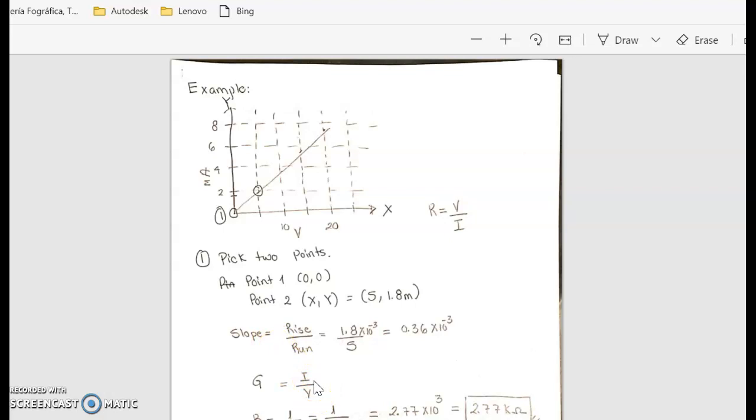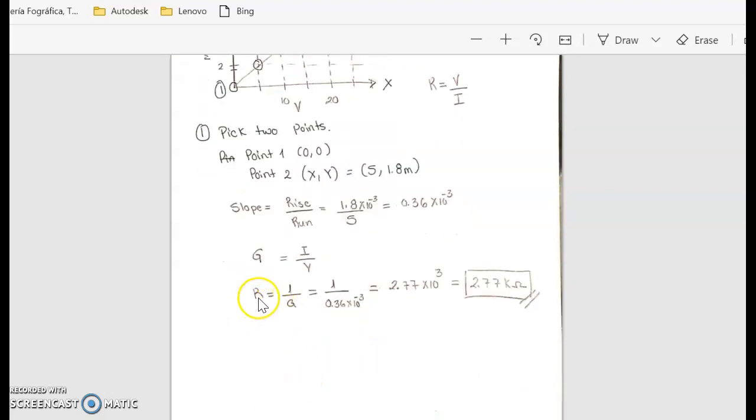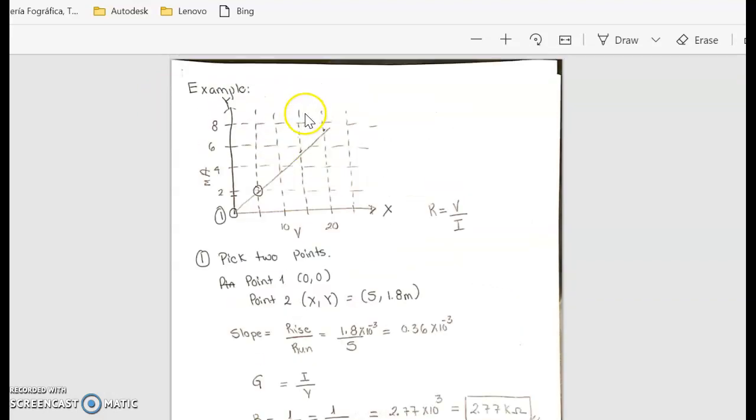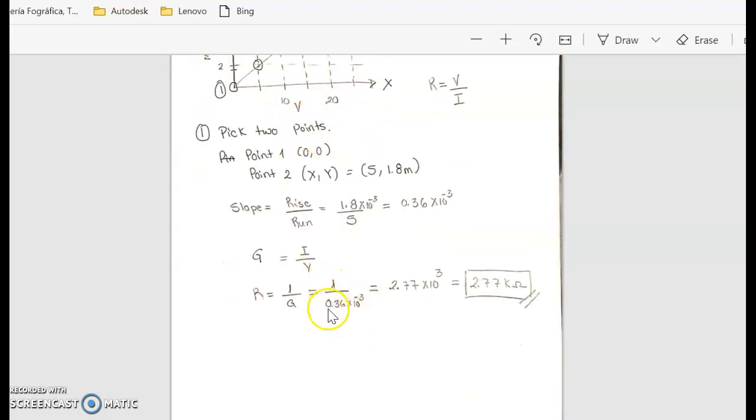I'm just finding conductance. And what is conductance? Conductance is defined as 1 over resistance, and resistance is defined as 1 over conductance. So if I do 1 over that value, I'm going to find my resistance value from this graph right here. So I do 1 over 0.36 and I get 2.77 times 10 to the 3, which equals 2.7 kilo ohms.